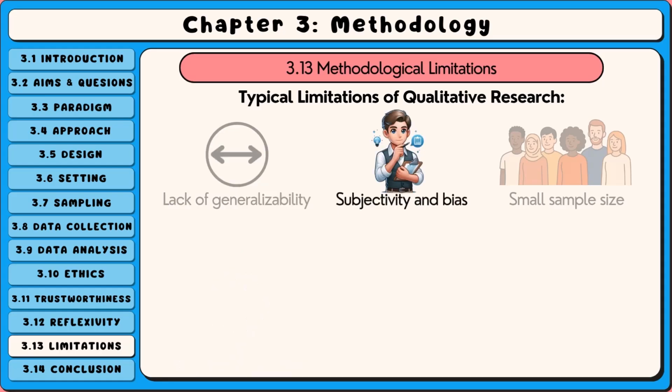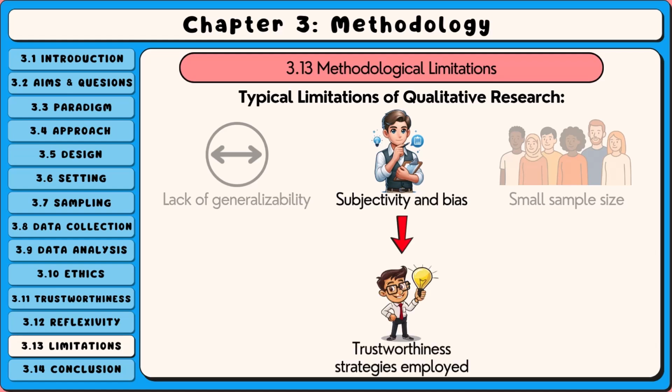Another limitation of qualitative research is that it can be accused of subjectivity and bias because the researcher is seen as an active interpreter and participant in the research process. To mitigate this, you can say that you employed trustworthiness strategies as discussed earlier in this chapter.